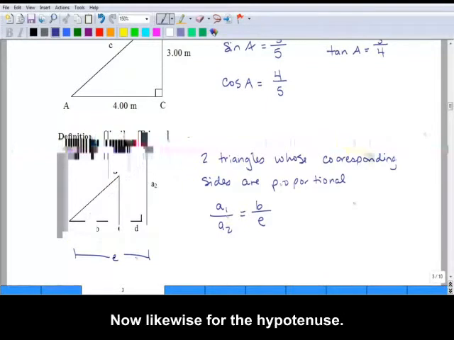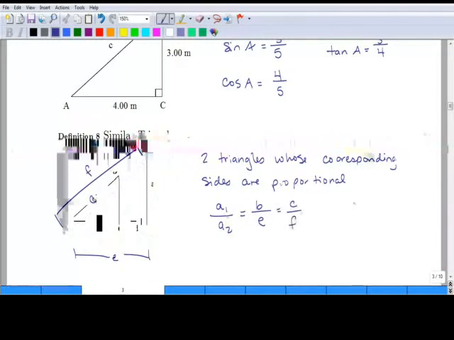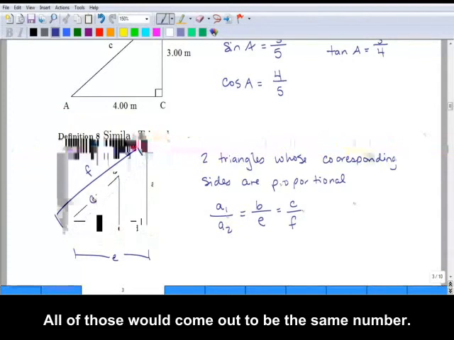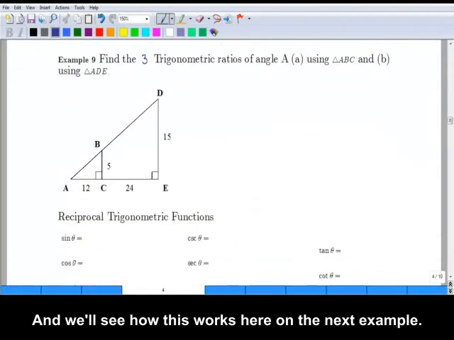Likewise for the hypotenuse. If we called this C here, and we called this entire length here F, we would get the same ratio, C to F. All of those would come out to be the same number. And we'll see how this works here on the next example.